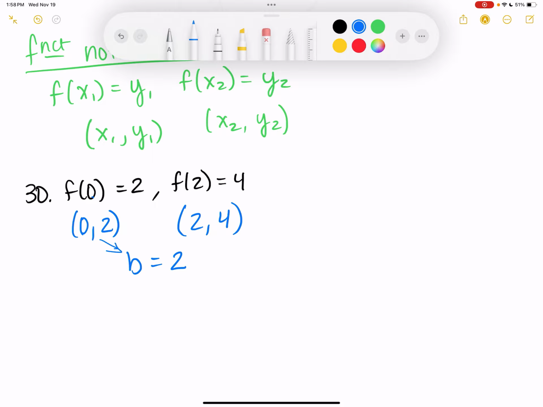Slope is going to be negative 3 minus negative 2, so plus 2, and then over 4 minus 0, which is 4. Negative 1 over 4. So now write the equation of the line. y equals negative 1/4 x plus negative 2.